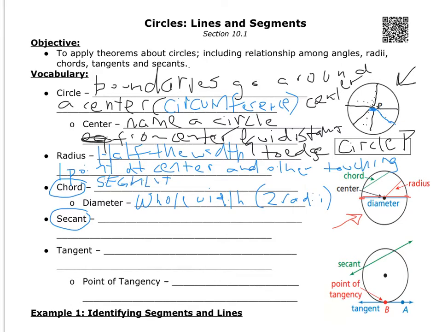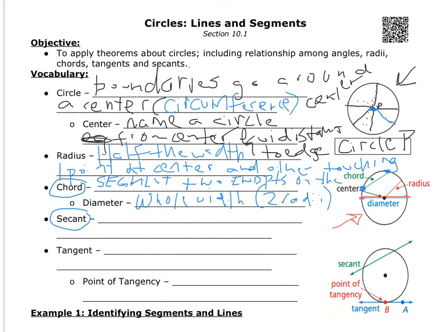For an object to be a chord, all it has to do to meet the conditions of a chord is have two endpoints on the circle. For instance, look at the green chord right here. Notice it has one endpoint right here, and it has the other endpoint right there. That's all it has to have. It doesn't have to go through the center. It can, but to be a chord, all it has to do is have two endpoints on the circle.